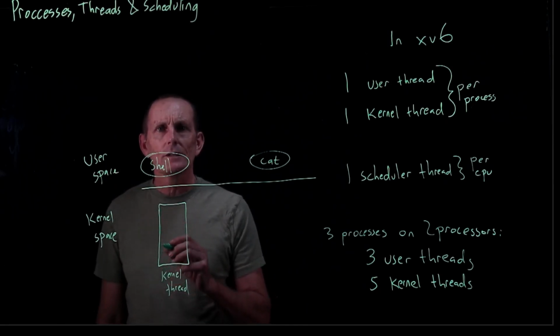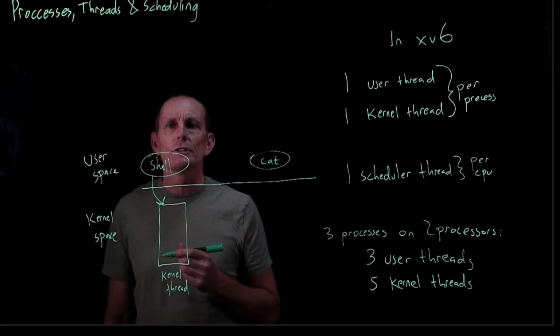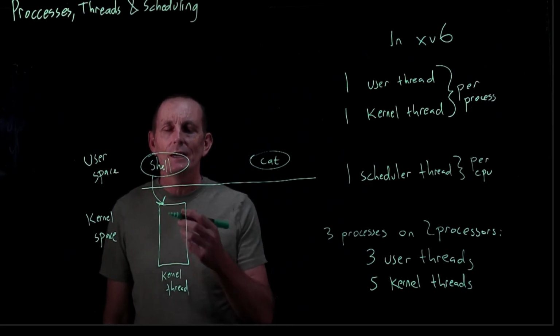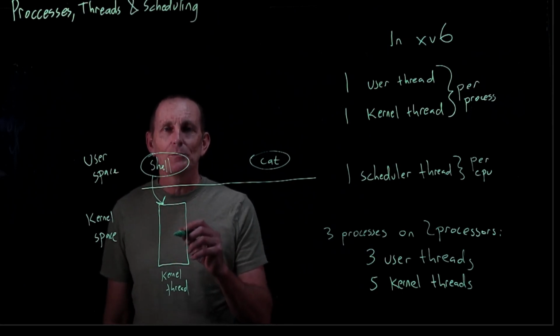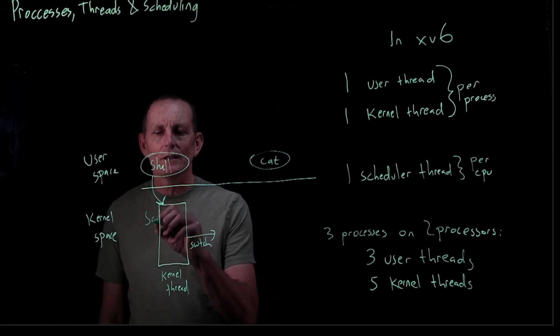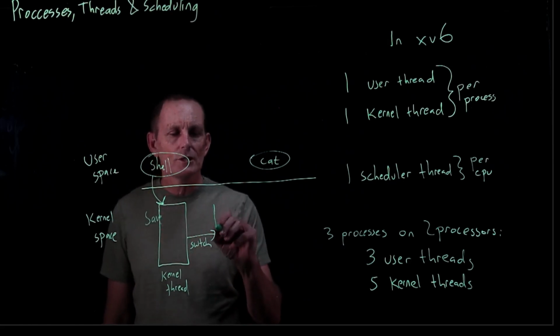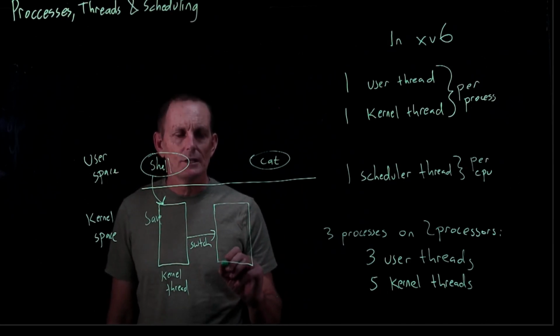The kernel thread enters the kernel for some reason. It enters the kernel because of a system call, or because, let's say, of a timer interrupt. In any case, the kernel threads themselves will explicitly yield using switch. Switch is going to have the effect of saving this thread and switching over to another thread, and the thread it's going to switch over to is the scheduler thread.